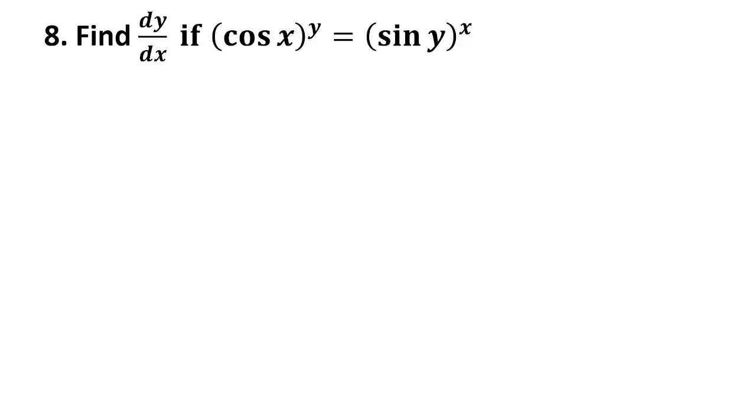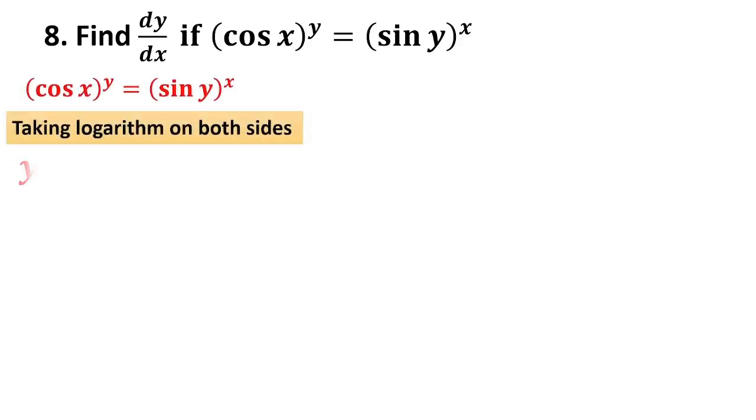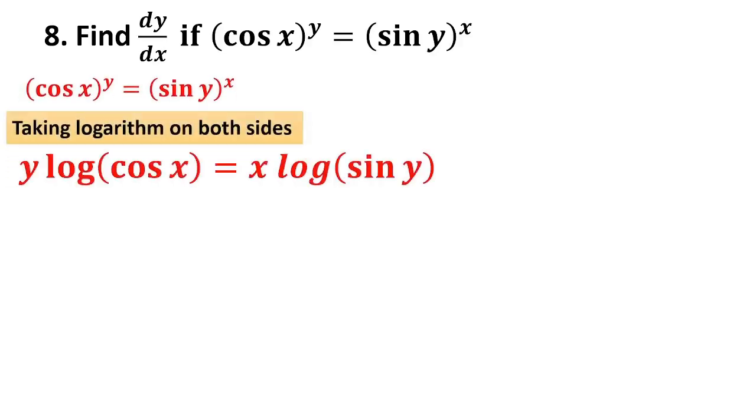Question number 8. You have to find dy by dx for (cos x) power y is equal to (sin y) power x. When it is function power a function, you have to use logarithm on both sides. Logarithmic differentiation. Taking log, y log cos x is equal to x log sin y. Here only you should be very careful with the differentiation of log functions.